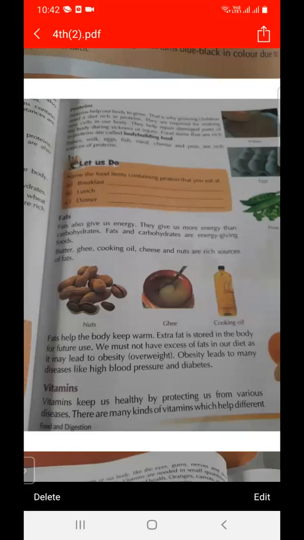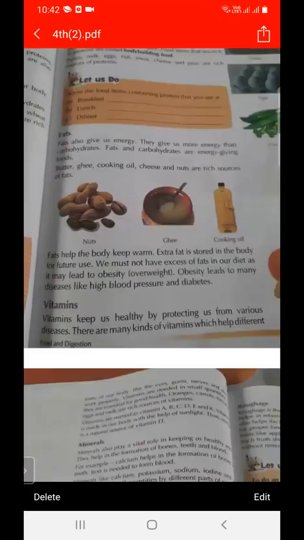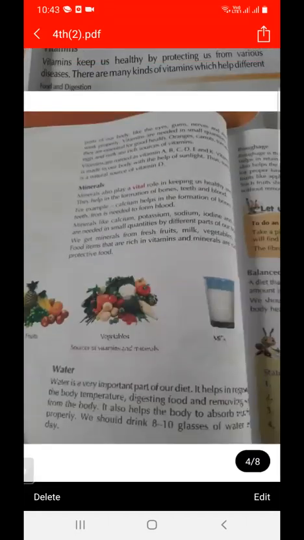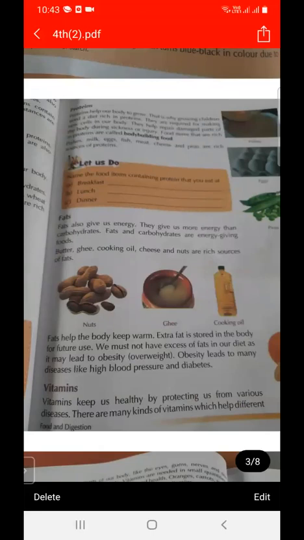And what is the disease due to extra fat? This leads to a condition called obesity. And next is vitamins, and then minerals. So what do you mean by vitamins? What do you mean by minerals?